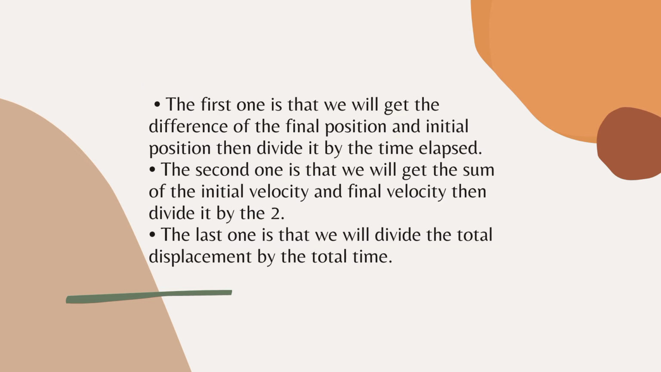The first one is that we will get the difference of the final position and initial position, then divide it by the time elapsed. The second one is that we will get the sum of the initial velocity and final velocity, then divide it by two. The last one is that we will divide the total displacement by the total time.